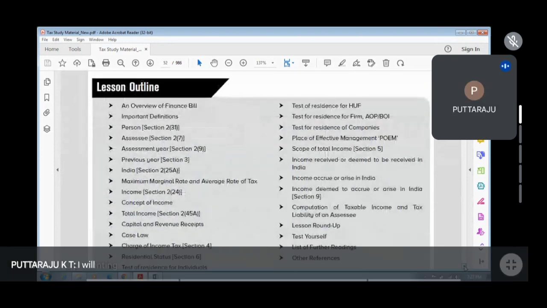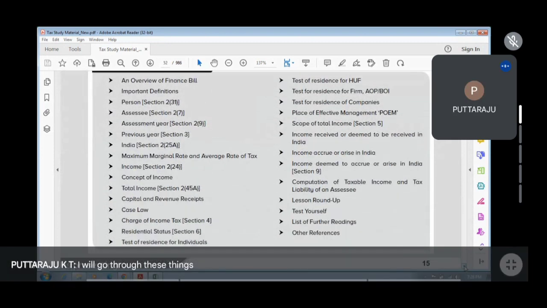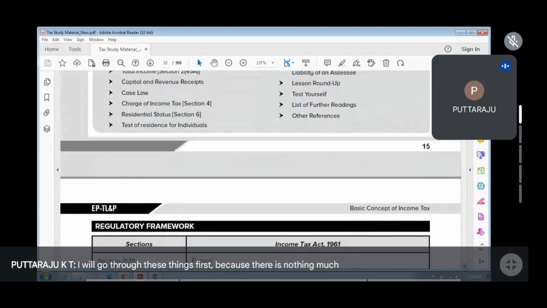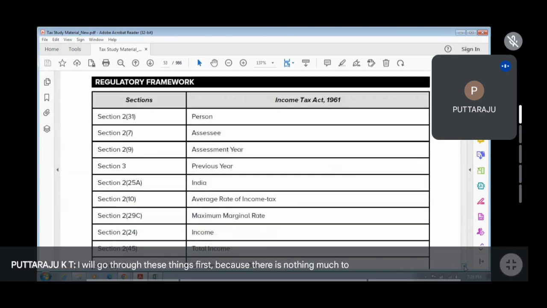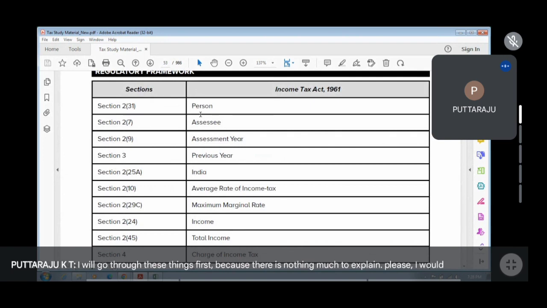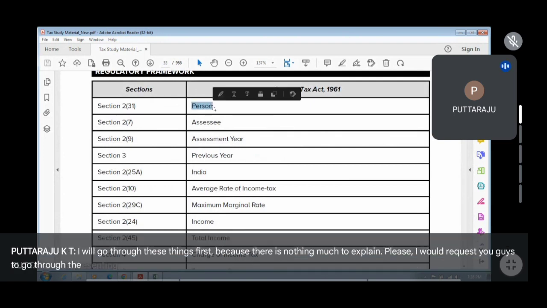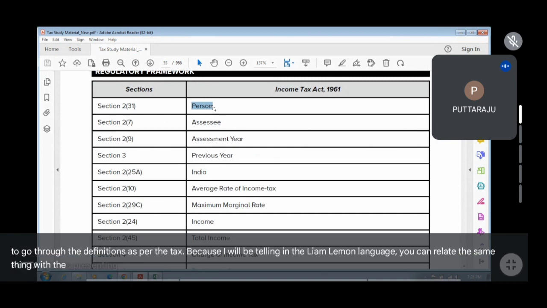I will go through these things fast because there is nothing much to explain. I would request you guys to go through the definitions as per the tax act, because I will be telling them in layman language. You can relate the same with the text given in the material. This is the person definition, assessee, assessment year, previous year. We saw these 4.